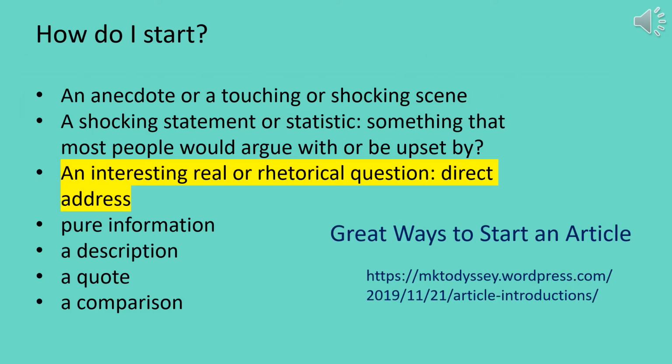Remember, there are different ways to start to try and make the first bit of your article engaging. You could tell a little story, an anecdote, which is touching or shocking. You could make a shocking statement or use a statistic, something that most people would argue with or be upset by. You could use an interesting, real or rhetorical question. I recommend that as it's a great way to start and not hard to do, and it involves direct address to your reader. You could use information, a description, a quote, a comparison, or other methods. We're going to look at some great ways to start an article.